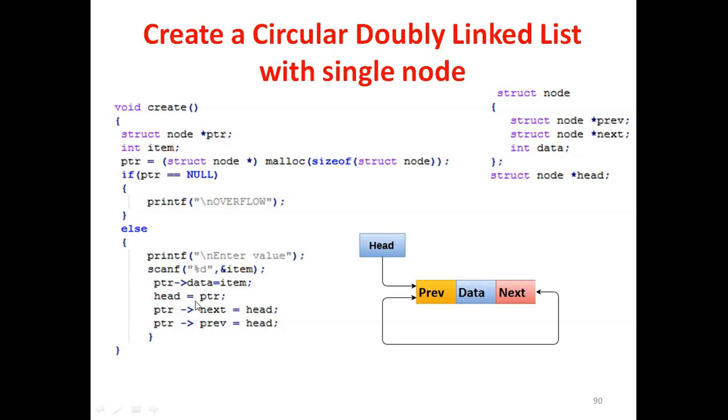Then we will update the next field and previous field. So how is that done? ptr arrow next equals head and ptr arrow previous equals head. So this way we can create a circular doubly linked list with a single node only. Is that clear or any doubt? Is that clear, students? Yes, sir. Okay.